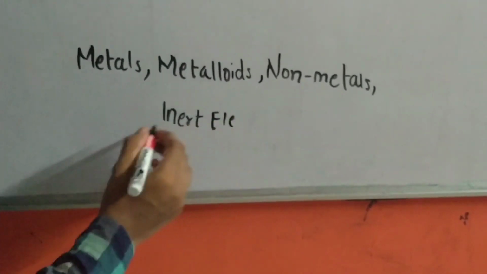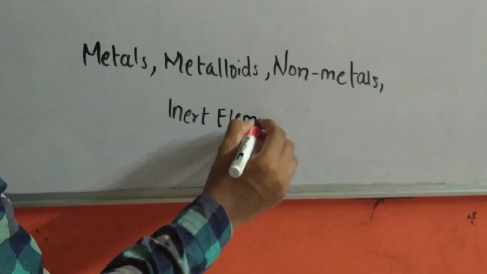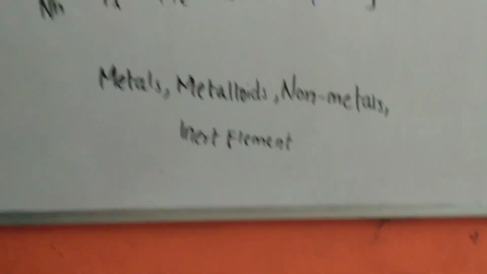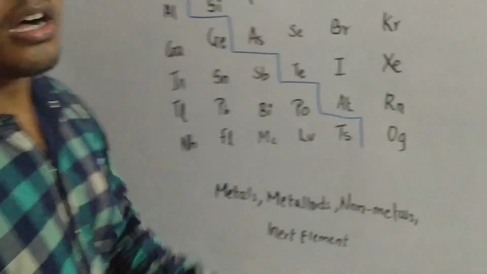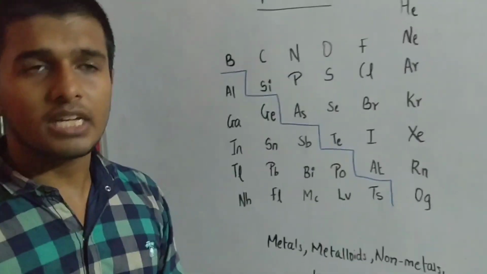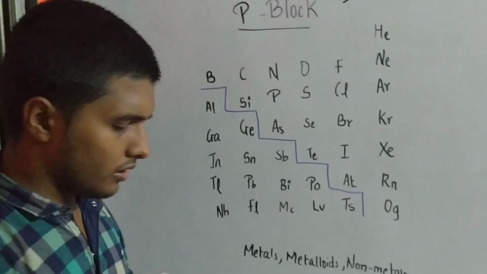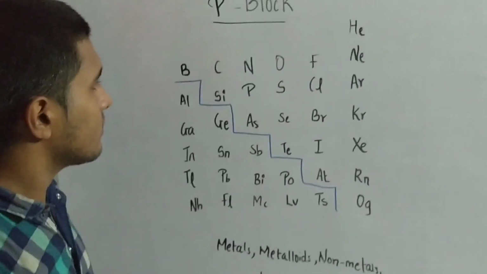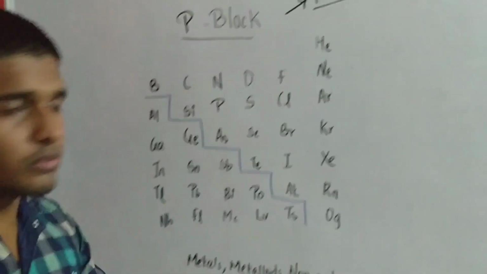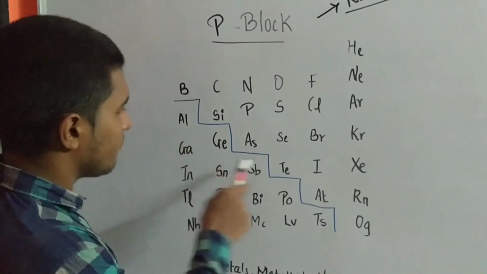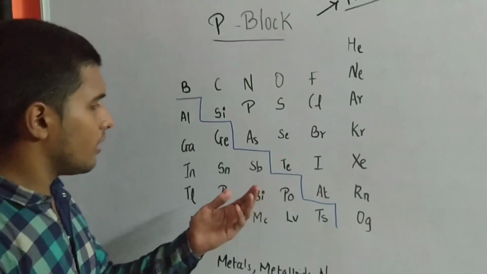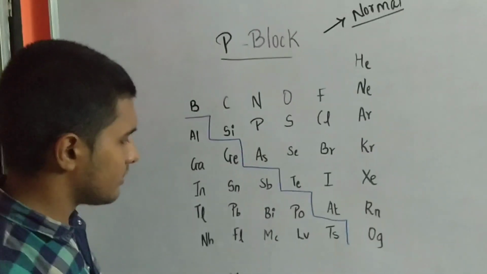Why are the inert elements named noble? Because they contain all their orbits completely filled, even their octets or duplets. So let's start their mnemonics. And one more thing I have to say, the zigzag line that I have made here is for making the difference between the metals and non-metals.